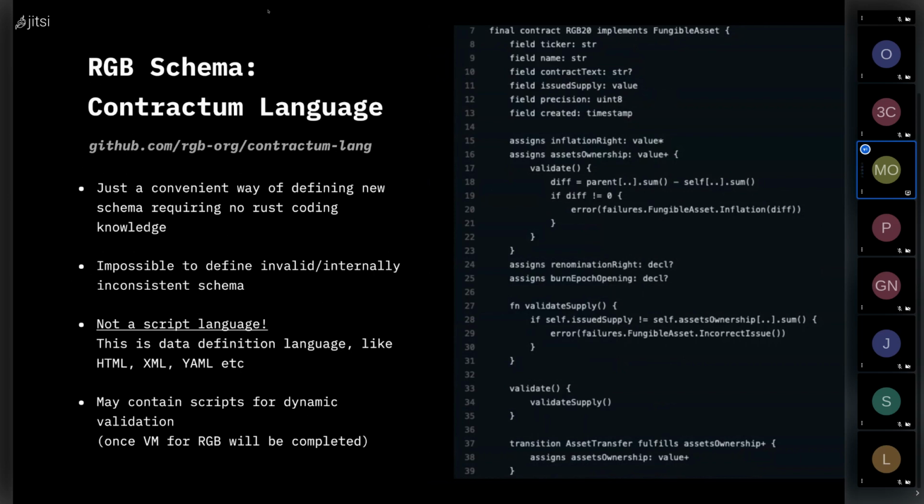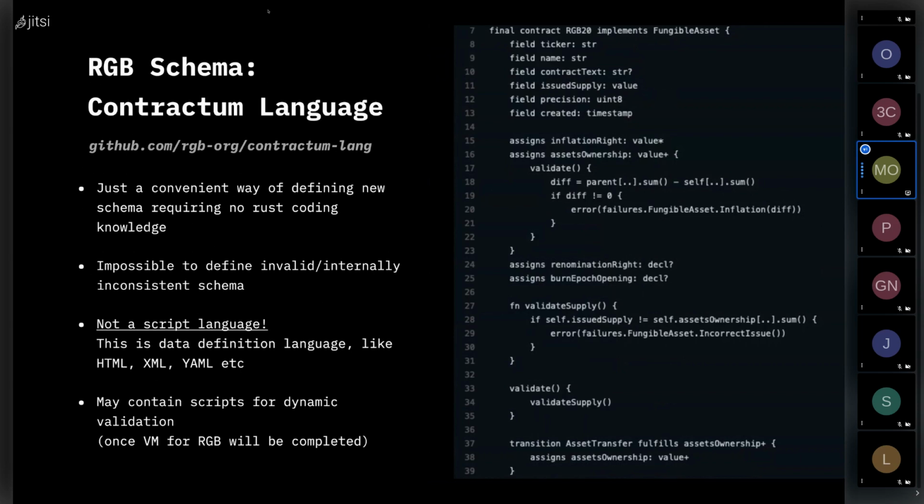The idea is that this language should not be like JavaScript or Solidity. Well, basically, it's modeled after Rust, but should be much more readable. So a non-developer should be able to read the sense out of the smart contract. And this is not a script language, because this is a data structured language like XML, HTML, YAML, and so on and so forth. It may contain scripts for dynamic validation, like here you have this validate procedure, which actually uses scripting. So the scripting is a part of the Contractum language, but the Contractum language by itself is not a script language.